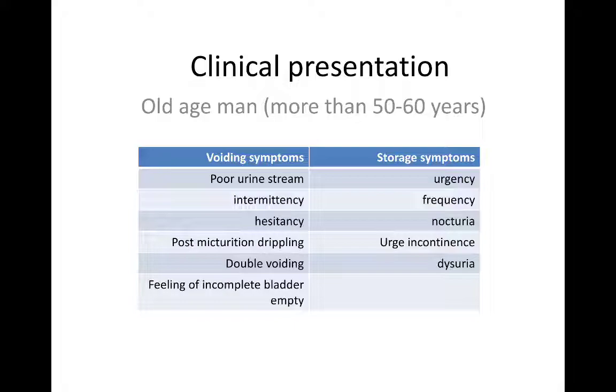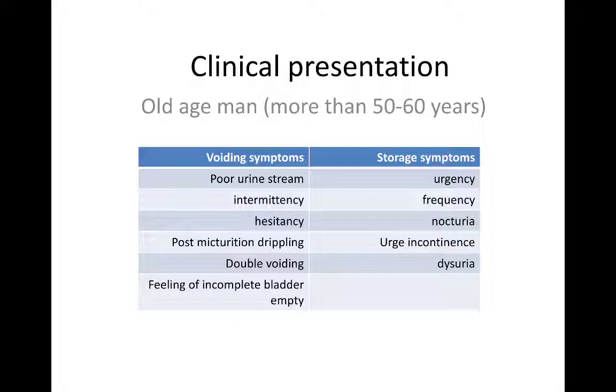First, the age of the patient. The patient is an elderly or old man, usually more than 50 and sometimes more than 60 years, presenting with symptoms that we call lower urinary tract symptoms, or LUTS.